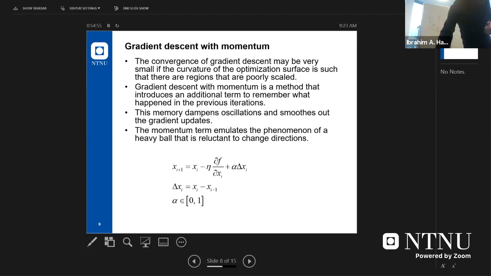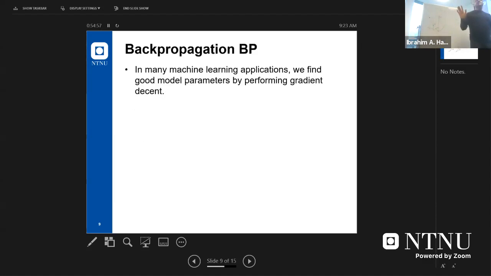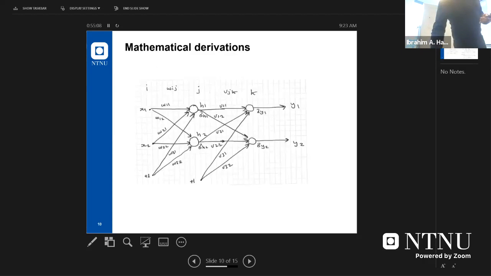So back propagation, or error back propagation, is the task for us to study. In many machine learning applications, we find good model parameters by performing a gradient descent. When it's straightforward, we call it error back propagation. This is the model we will try to develop today. It's a sample. We have one input layer with some inputs, 2 inputs or 3 inputs, for example. We have one hidden layer, and we have an output layer.